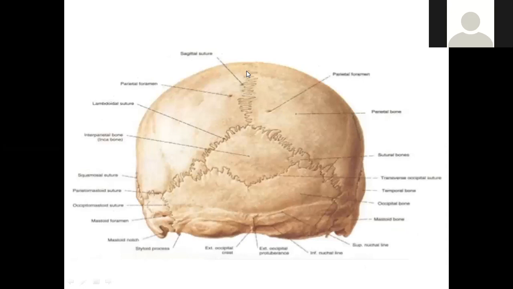So norma occipitalis, I told you the previous day. I hope you remember. So sagittal suture, lambdoid suture. This area is called lambda. Sometimes we may have sutural bones, extra bones, like you are finding here, one extra bone. It is called a supernumerary bone.